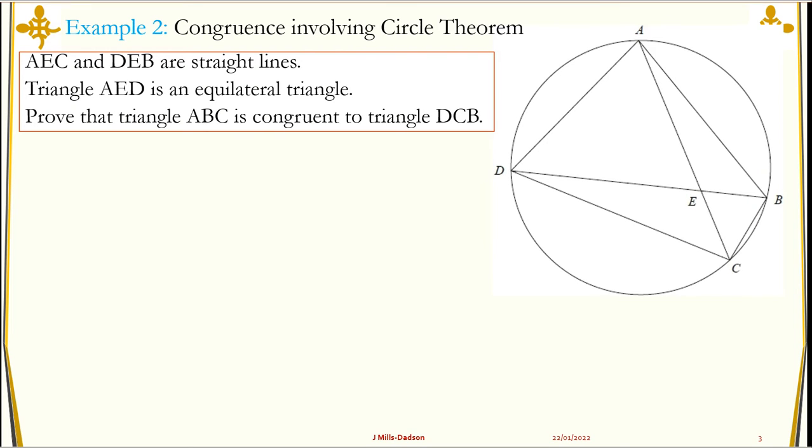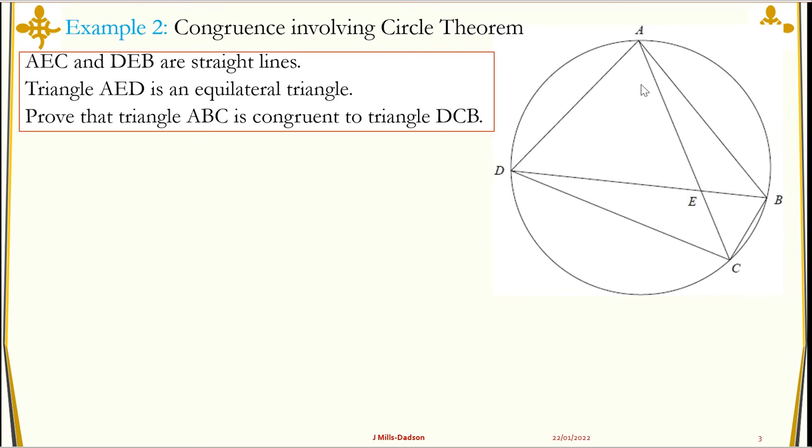Example 2. We have a congruence of shapes question involving circle theorem. So here you need to remember your circle theorem rules to help you really prove that the two triangles are congruent. So AEC and DEB are straight lines. So as you can see, AEC, DEB. Triangle AED is an equilateral triangle.